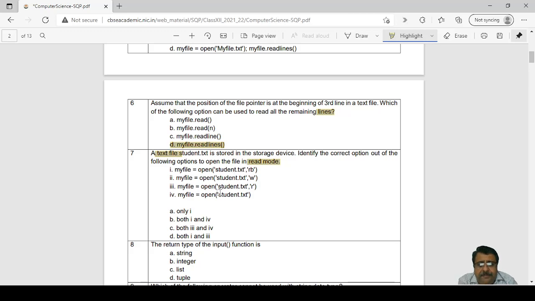Option number third is perfectly correct. Option number 4 is also perfectly correct because the default opening type of any file is text. So therefore, the correct answer is answer C. That is both third and fourth.